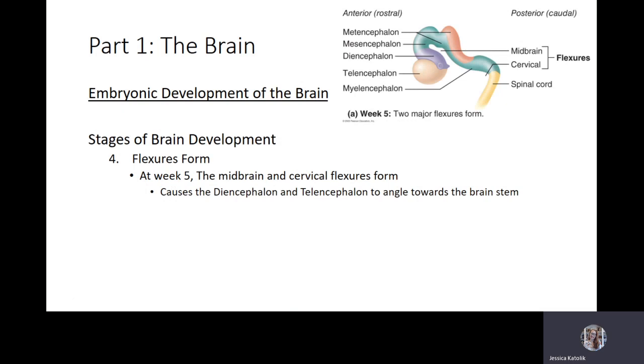Also what occurs at week 5 of gestation is the midbrain and cervical flexures. So the brain has to accommodate for space. There's limited space in the skull. And also human brains have to accommodate for the fact that we walk upright rather than walking on all fours like other animals. So our brain actually has to fold to accommodate those two things.